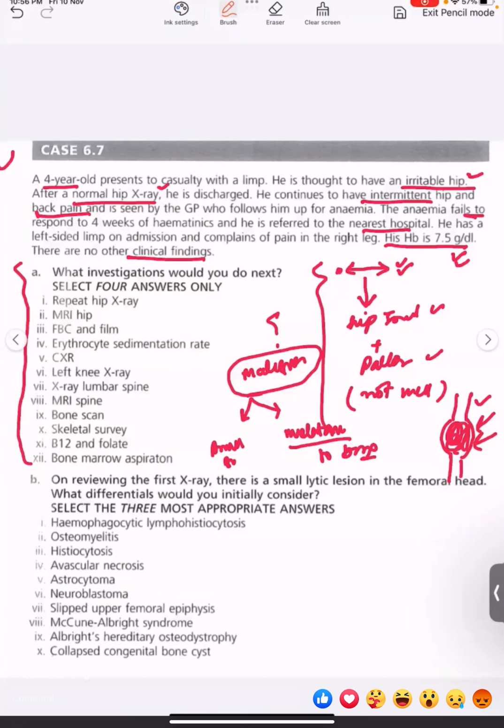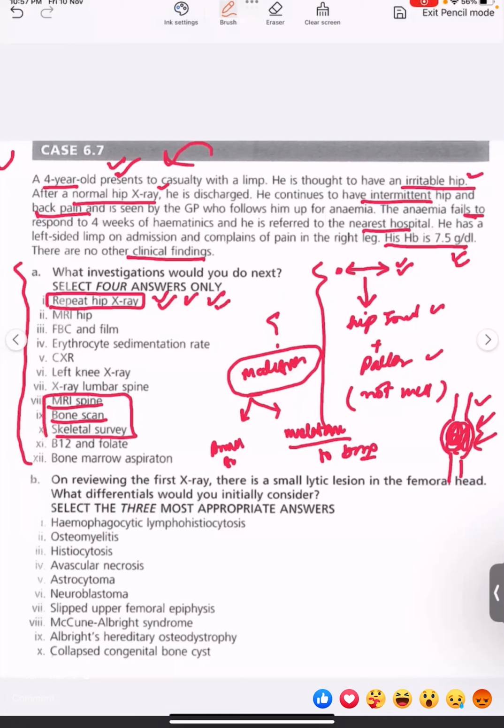So what should I do? I should repeat the hip X-ray. Maybe all the features were not present at the time of the initial presentation, and now the features may be present on the hip X-ray. I should not go for the MRI of the spine, the bone scan, or the skeletal survey first. Suppose this child came to me 4 weeks back and his X-ray was normal, but he continues to have joint involvement, pain in the joint, pain in the bones. So I should repeat the hip X-ray to compare it with the previous one.